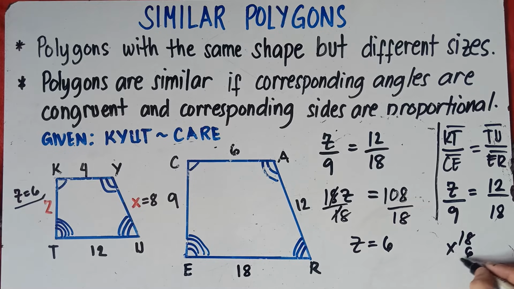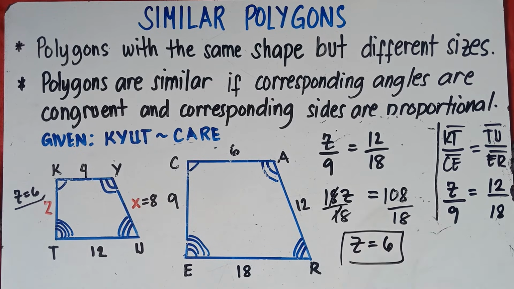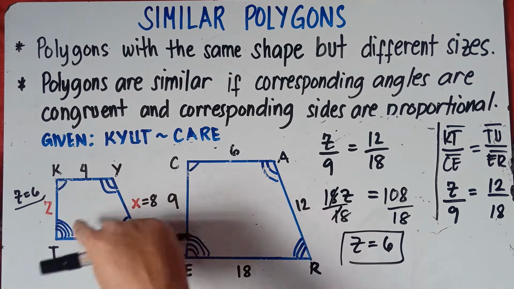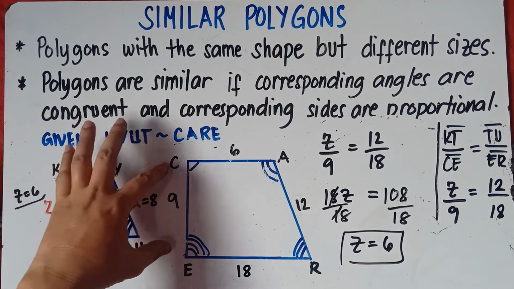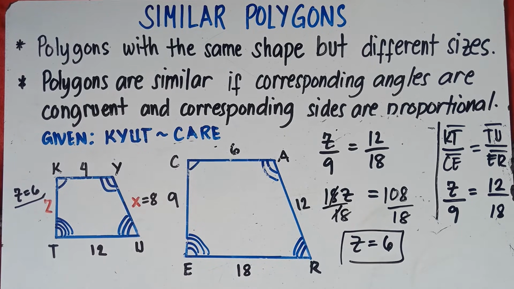Okay, let's check. 18 times 6. 6 times 8 is 48. Carry 4. 6 times 1 is 6, plus 4, that is 10. So 108. Same answer, class. z is equal to 6. So you can use these two sides, KT and CE, TU and ER. It depends on you, class, which do you prefer.